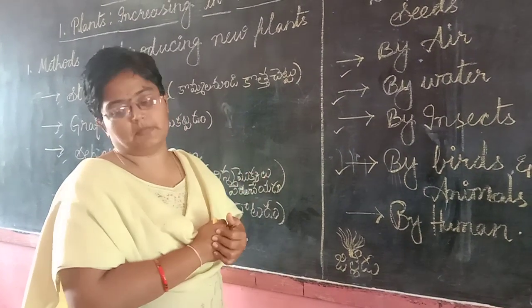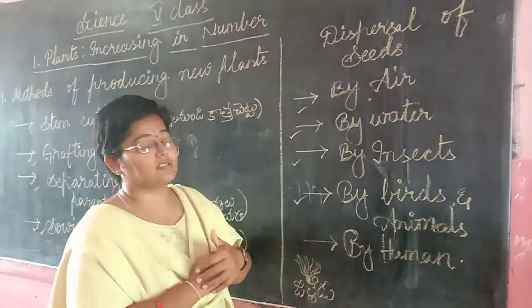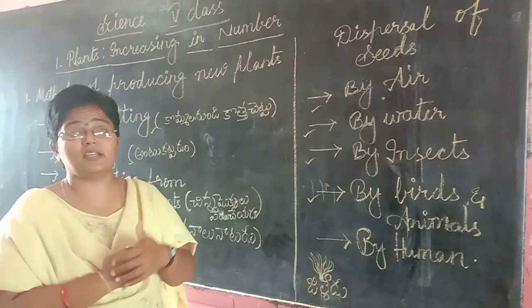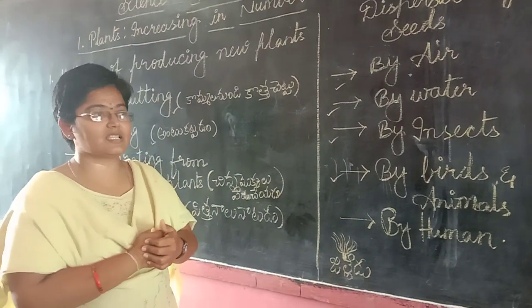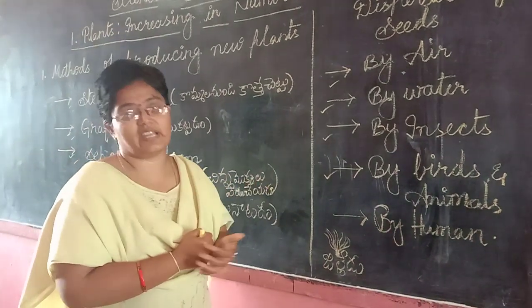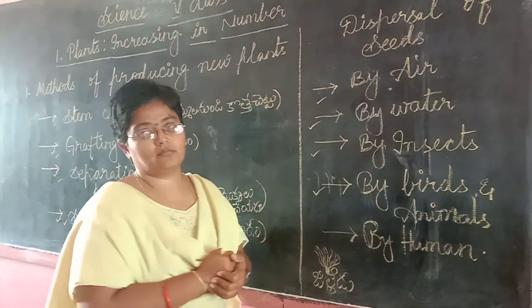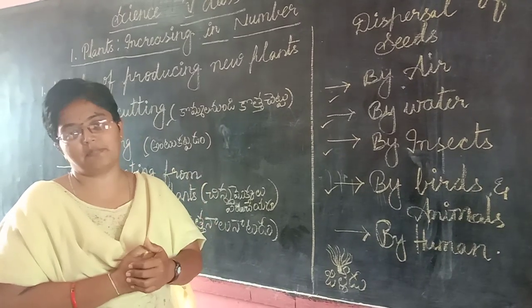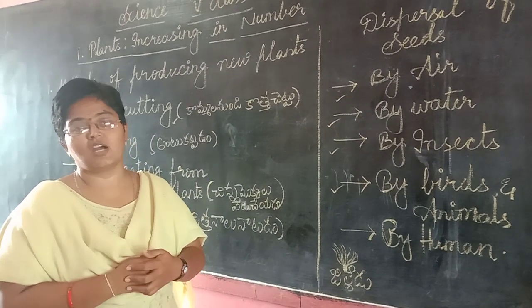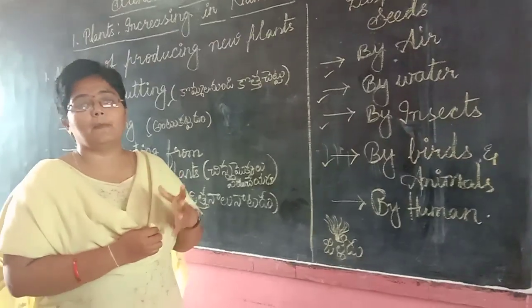How is it possible? The air carries the wind these seeds to get a new plant. So how does it happen? If the seeds are light in weight, those seeds are carried by air and they settle down at a place which is suitable for it to grow.